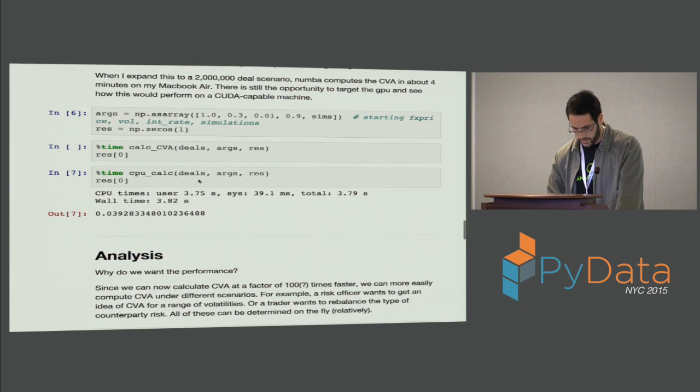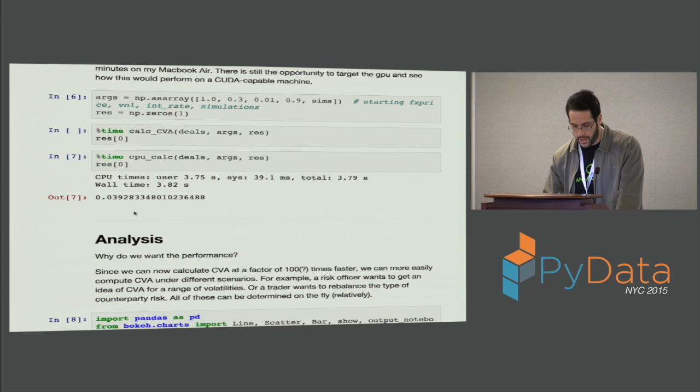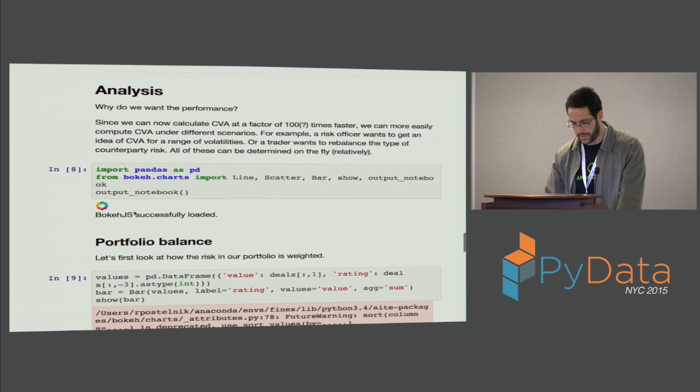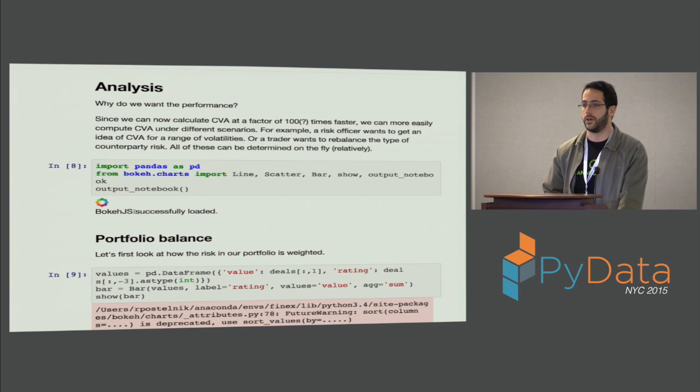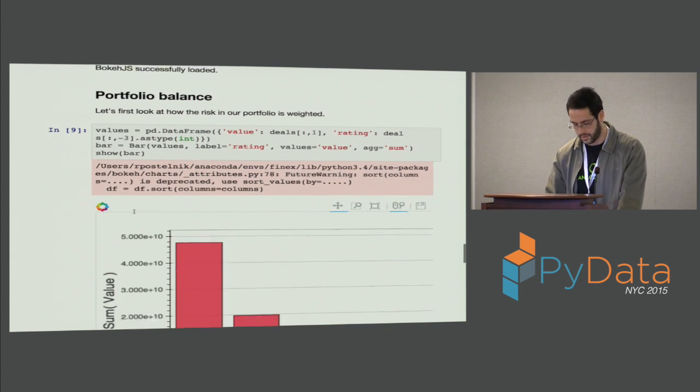So yeah, so here this number, 0.039, I scaled the number down to say, okay, so about 4% of our total portfolio is likely to be in default. So we're going to lose about 4% of this total value. So I don't want just one number. That doesn't really tell me anything. I want the speed so that I can calculate this number under many changing initial conditions and see how that affects my CVA calculation.